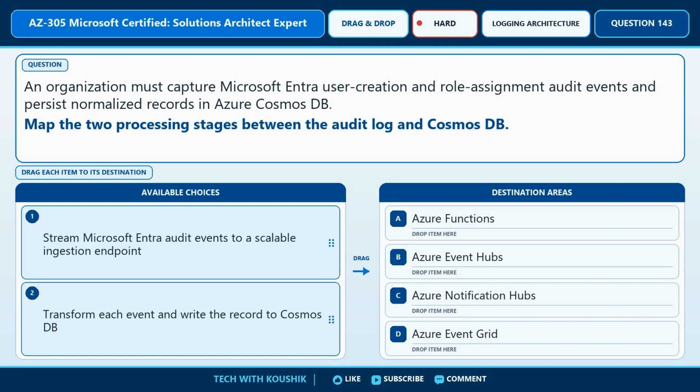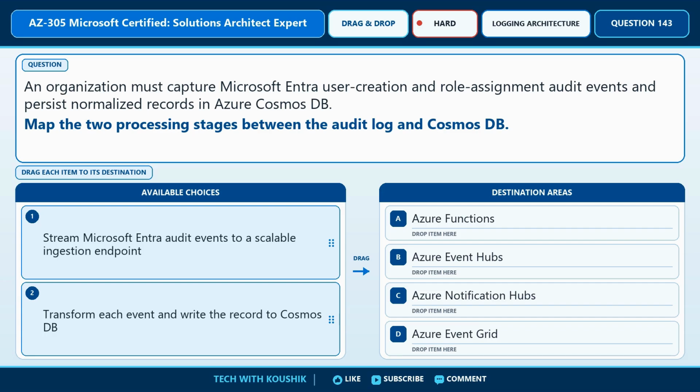Review question number 143. Carefully. Begin by examining the scenario. An organization must capture Microsoft Entra user creation and role assignment audit events and persist normalized records in Azure Cosmos DB. Map the two processing stages between the audit log and Cosmos DB. Review the available source items. Source 1. Stream Microsoft Entra audit events to a scalable ingestion endpoint. Source 2. Transform each event and write the record to Cosmos DB.